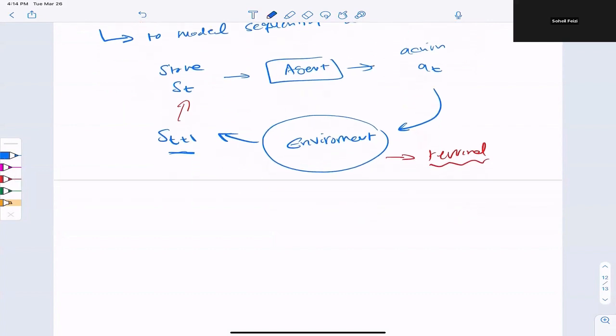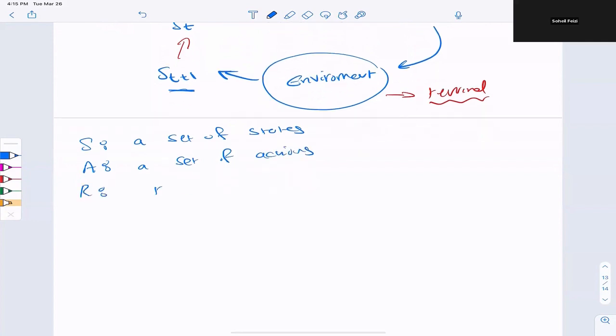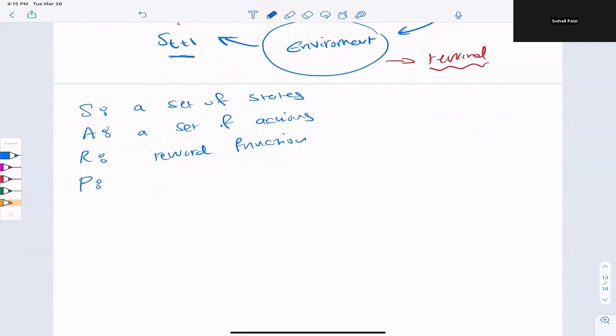Okay. So what are the elements of this formulation? One is state, S, a set of states that determines the state that the agent is in. A is a set of actions. R is the reward function. And P is the transition probability, which basically models the environment. Meaning that if you are at a particular state and you take a particular action, which state do you end up in? That's basically the transition probability.